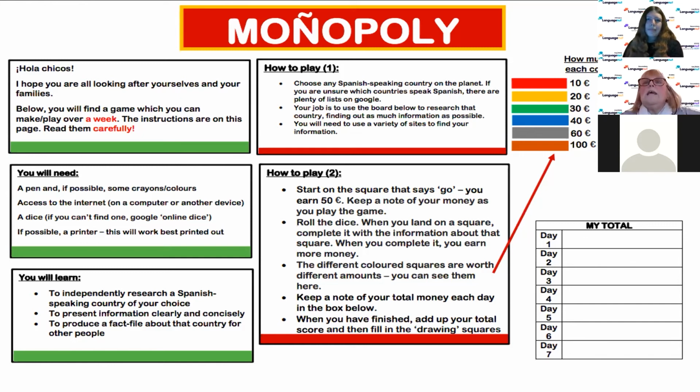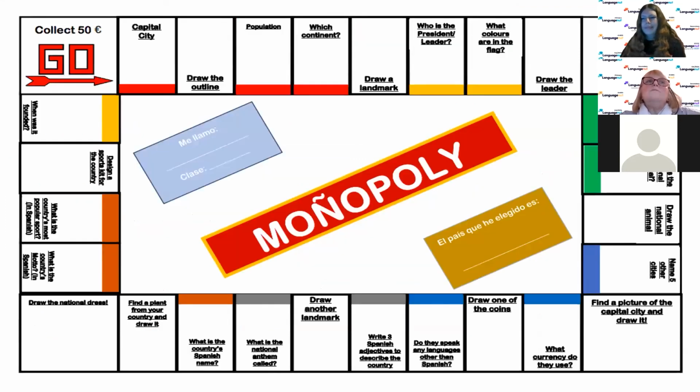And basically, if you move on to the next slide, Zoe, please. You'll see here, this is the board game, and they shake a number, and if they land on a red, say they got 4, so they move from go to 4, they would land on which continent. They would then Google the country that they've decided to choose, find out which continent it is, and write it in there. And then they would carry on doing that.